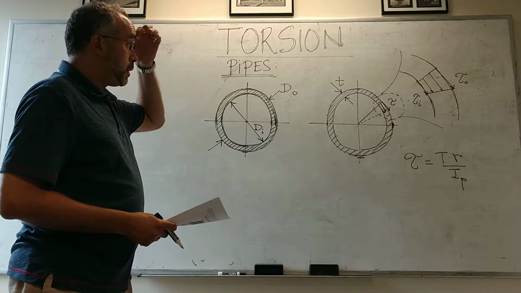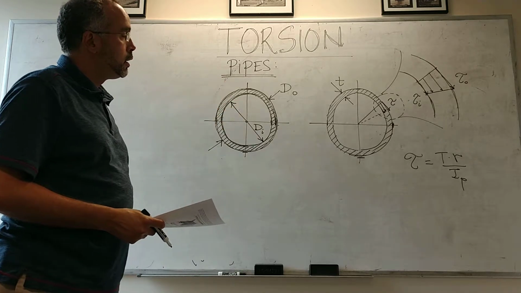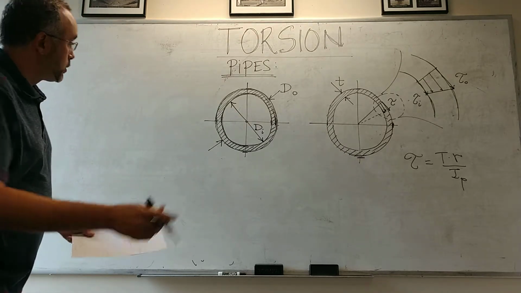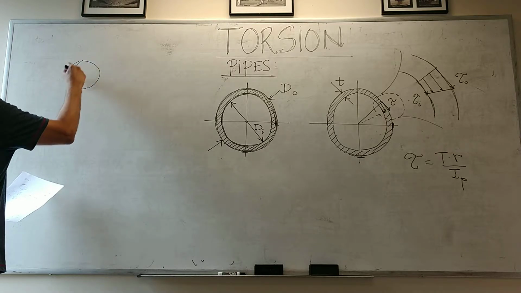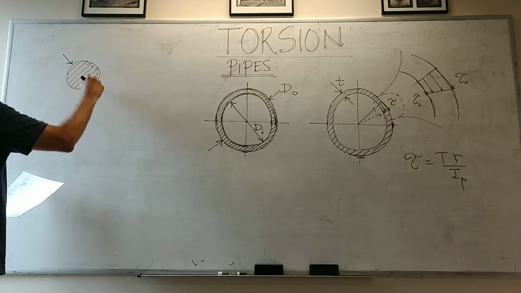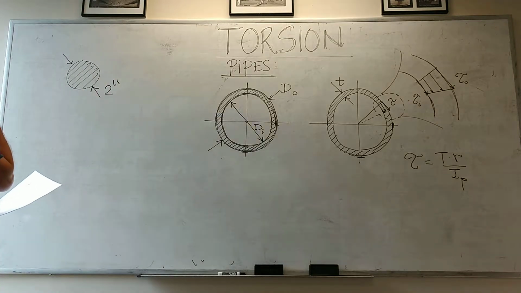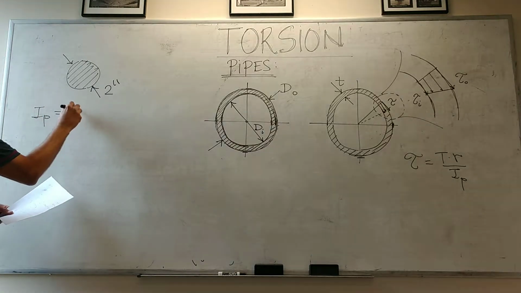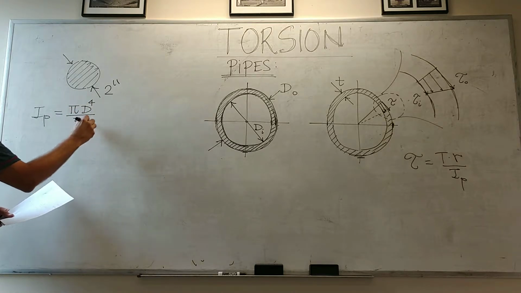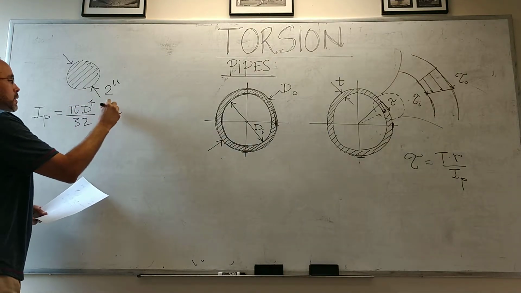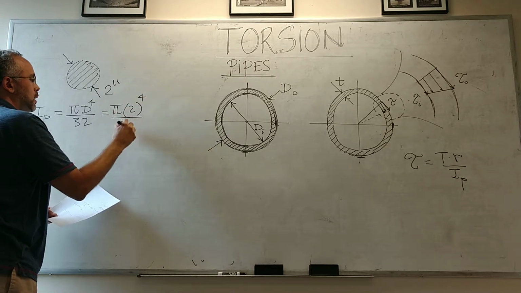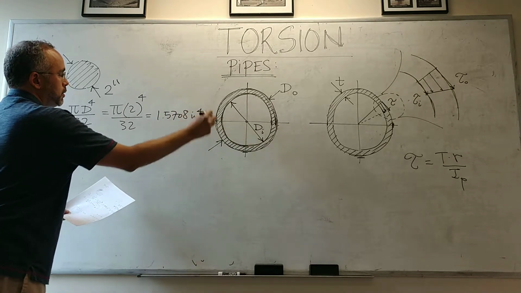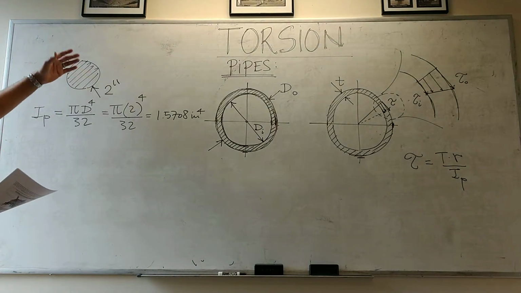But why is this a good choice for torsional stiffness? So I'm going to illustrate this by an example. So say you have a solid circular shaft with 2-inch diameter, and that shaft has a polar moment of inertia given by this formula. In this case, equal to 1.5708 inches to the fourth. So this is solid, 2 inches.